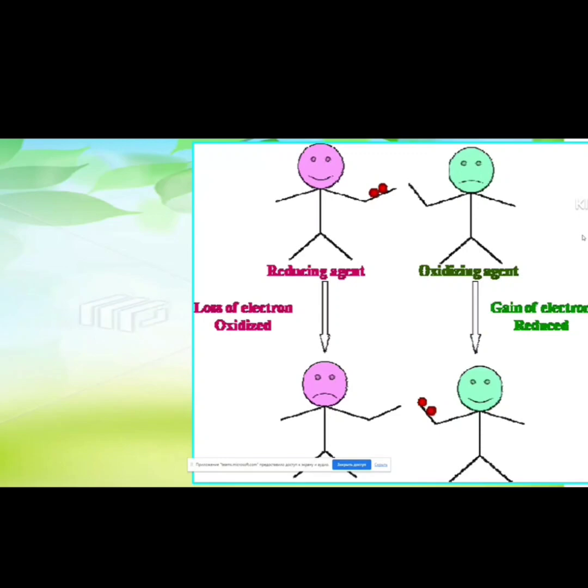But he is stronger. So this one comes and fights with this one, and takes his electrons. He took his electrons, what happened? He is now sad. He lost electrons, he's oxidized, and the other is reduced. That's why he's sad. So this one is a reducing agent, oxidized. This is an oxidizing agent, he is reduced.